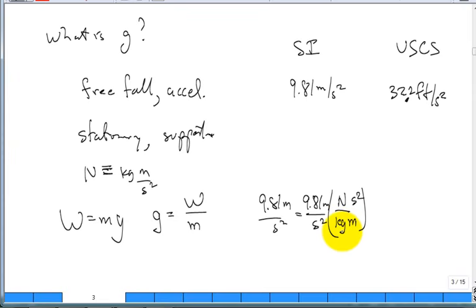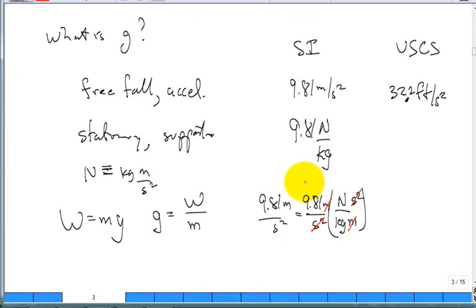Did I make an error? Or do you agree with that step? Thumbs up, you agree. All right. So if I cancel here and cancel there and cancel here and cancel there, guess what g is? It's not 9.81 meters per second squared. It's 9.81 newtons per kilogram. And that's the way we normally, or we should more often think about it, 9.81 newtons per kilogram. That's what g is.